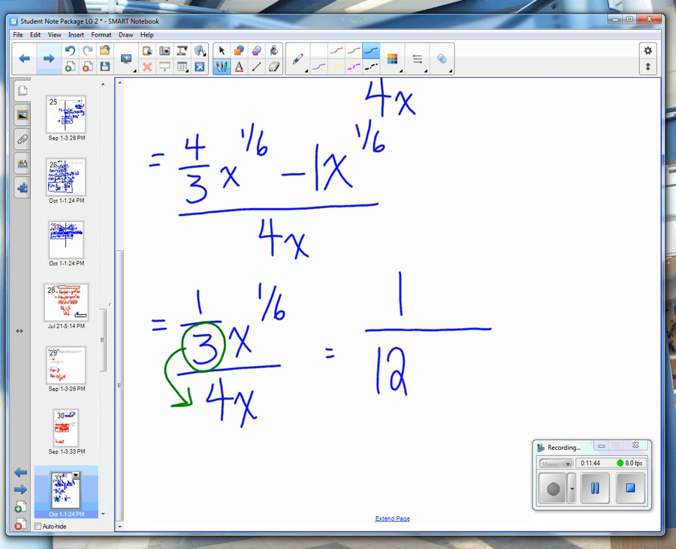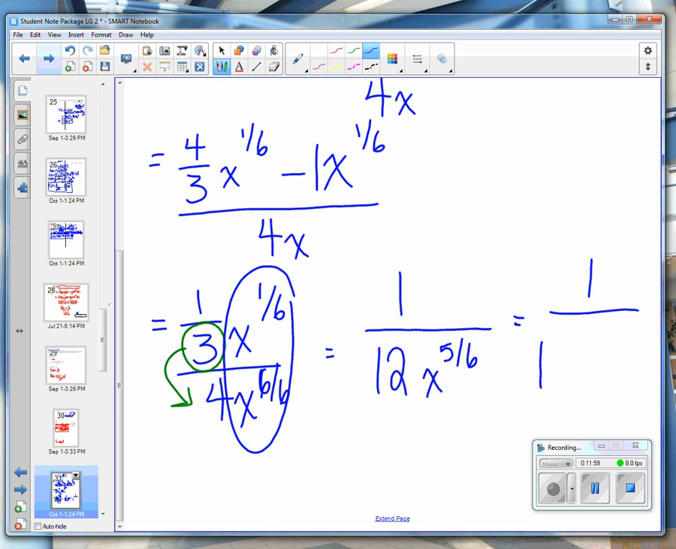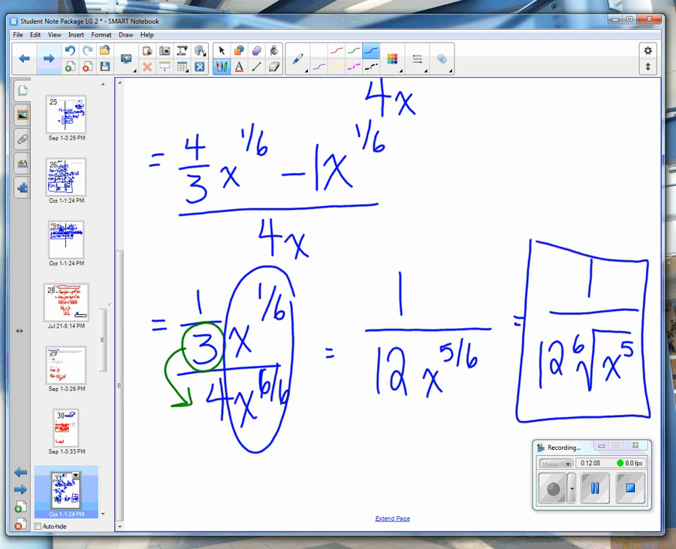And we can simplify as well these guys here. This is like 1, or we could even say 6 over 6. So we know that we would have 5 over 6 left over in our denominator. Okay? And if I wanted to write that as a radical, it would be 12 and then the 6th root of x to the power of 5. Okay? So that would be our final answer there. So this is a little bit tricky, again, when we throw in all of these fractions. So just be careful that you're practicing.